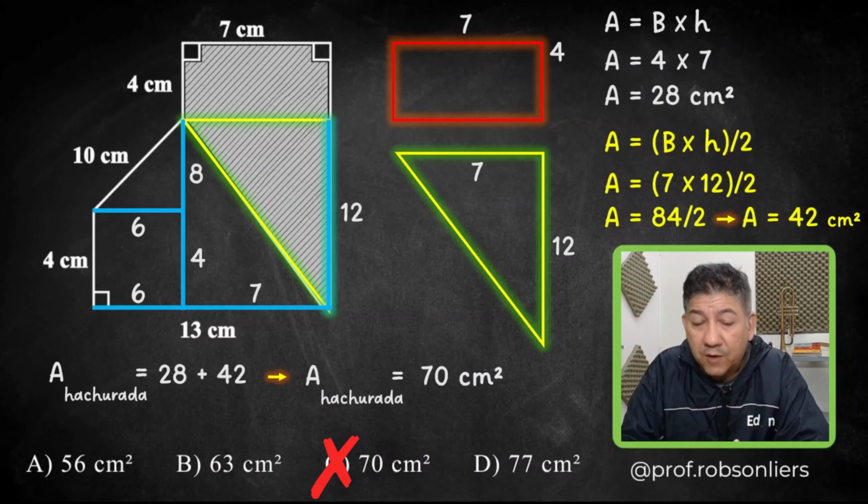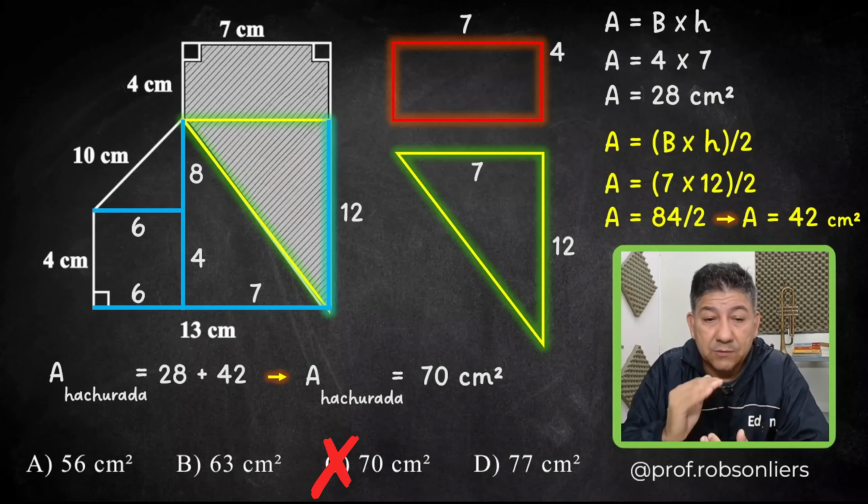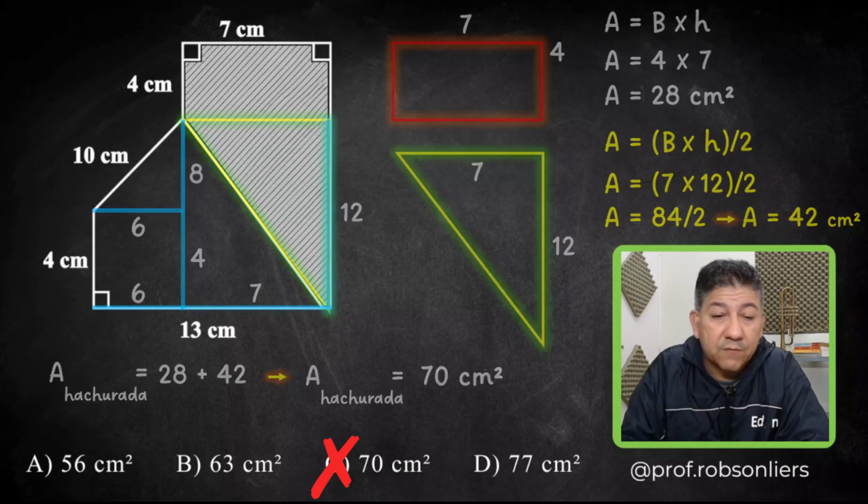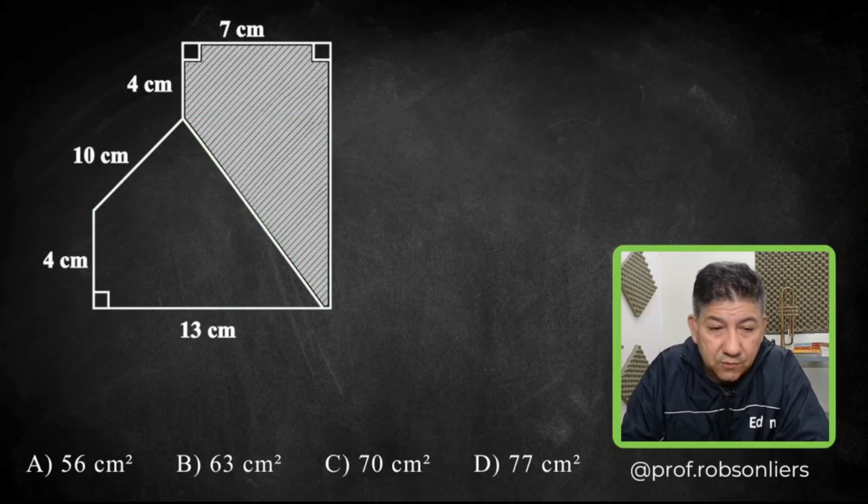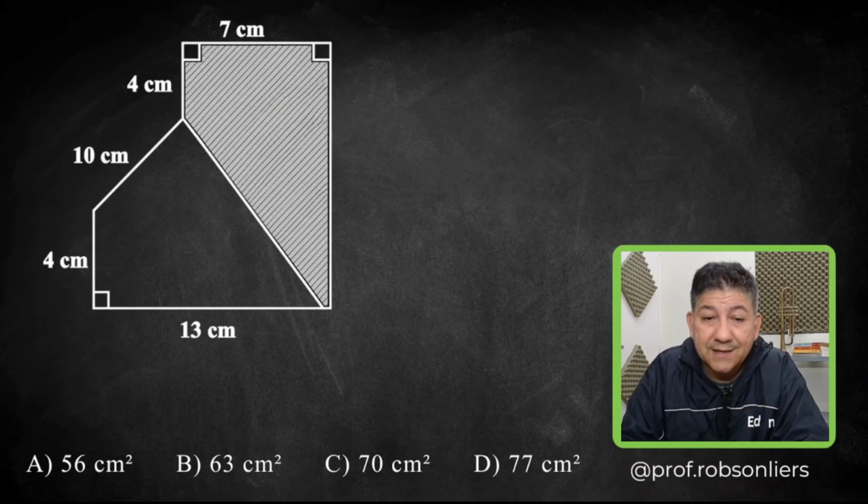Well, this is the first way I showed you to solve it, by finding those two areas there of the rectangle and the triangle. Now I'm going to show you another way to solve it. In this second way to solve this problem, we will first find this side here of the figure. Next, we'll find the total area of this figure, which is a trapezoid.